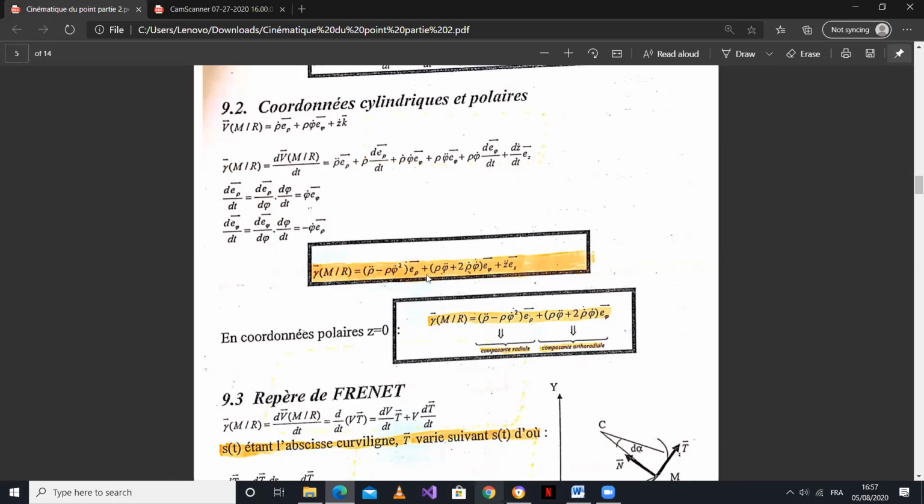That's your expression. Then on coordonnées polaires, as I have already emphasized several times, from cylindric to polaire, what just changes is the z. The z becomes equal to 0. So you just eliminate the z coordinate there. So you just be left with rho 2 point moins rho phi point carré suivant E rho plus rho phi 2 point plus 2 de rho point phi point suivant E phi.